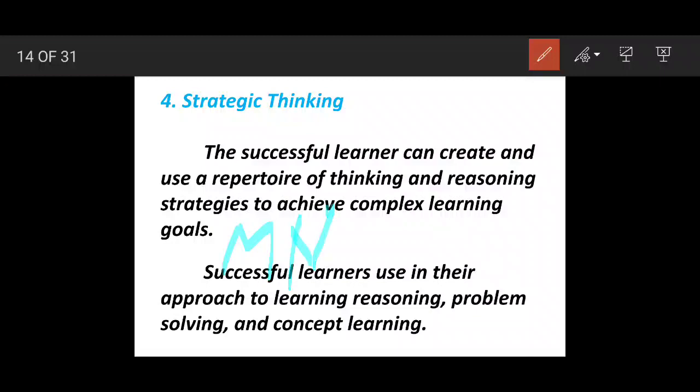Hindi ko nasulat sa slide class eh. Sorry ha. Hindi pagkasya.